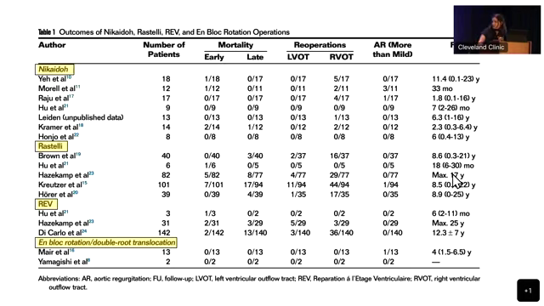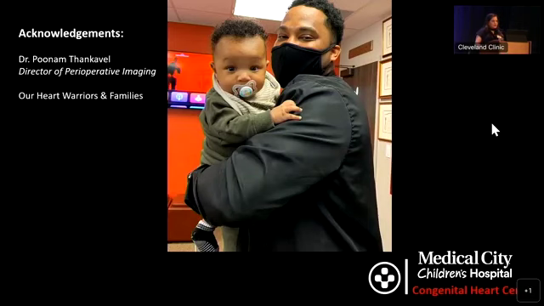But in full transparency, there are no prospective randomized trials looking at all of these different types of procedures: Nikaidoh, Rastelli, the REV, or the en bloc rotation or double root translocation. So I think that is something that you guys are going to be talking a little bit about, Jeff and Tara, when we get to the STS database and all that.